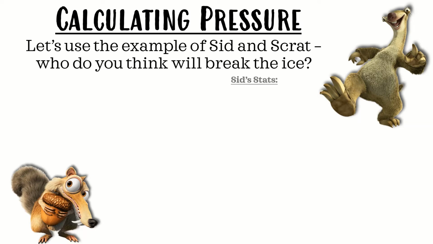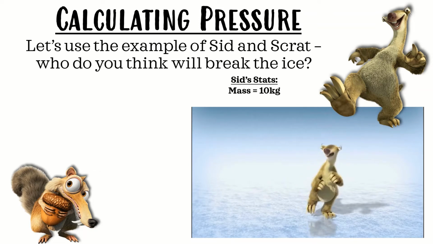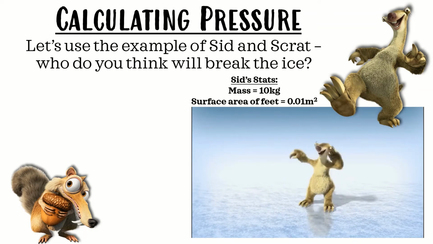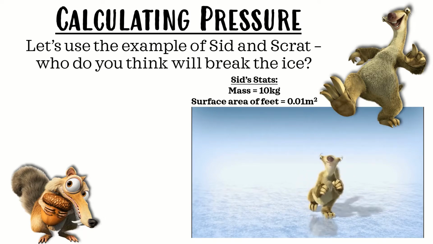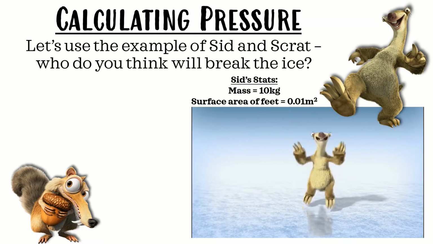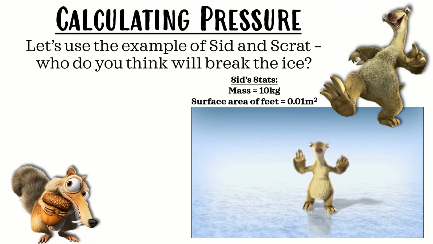Let's look at their statistics. Sid's stats. He's got a mass of about 10 kgs and the surface area of those feet is probably about 0.01 square meters. Remember, we have to have the units in square meters if we want to use that formula.